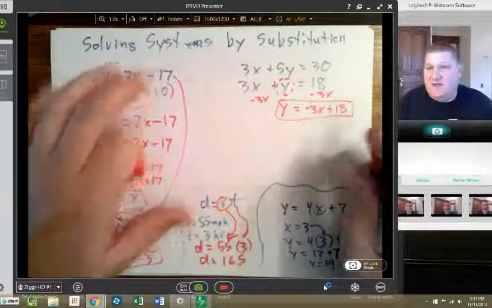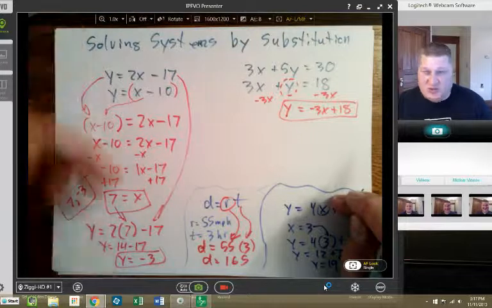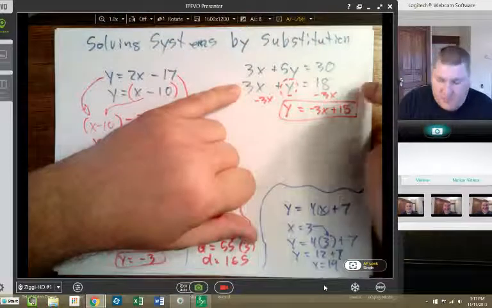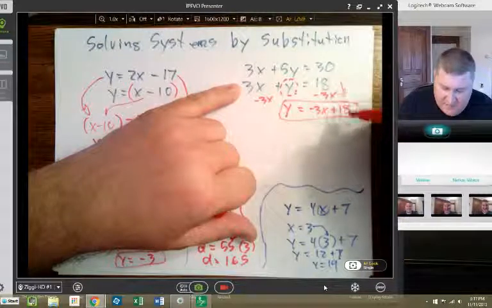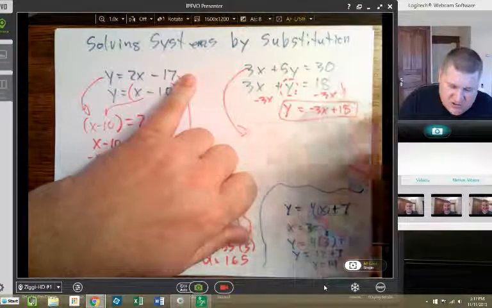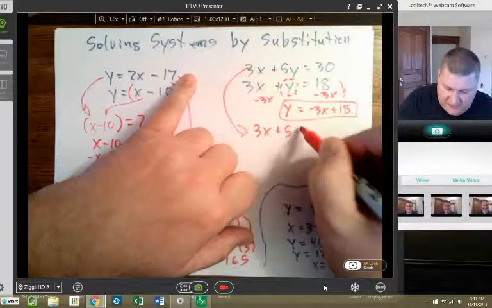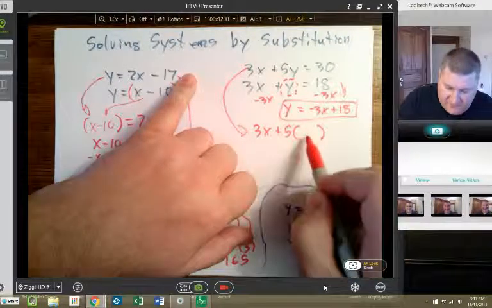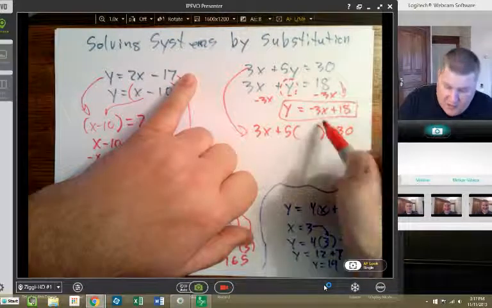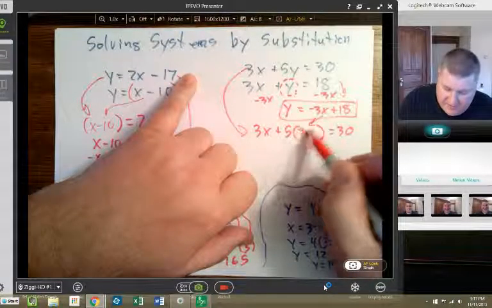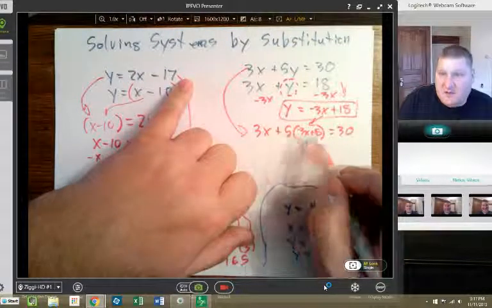Now, here's the important part. Remember, I told you over here you could choose either equation and any equation you wanted. Here, if you use the second equation to get this, you have to use the other equation to solve. So 3x plus 5 times y, so something, equals 30. What goes in for the y? Negative 3x plus 18. Now, what do I need to do with a number outside parentheses?